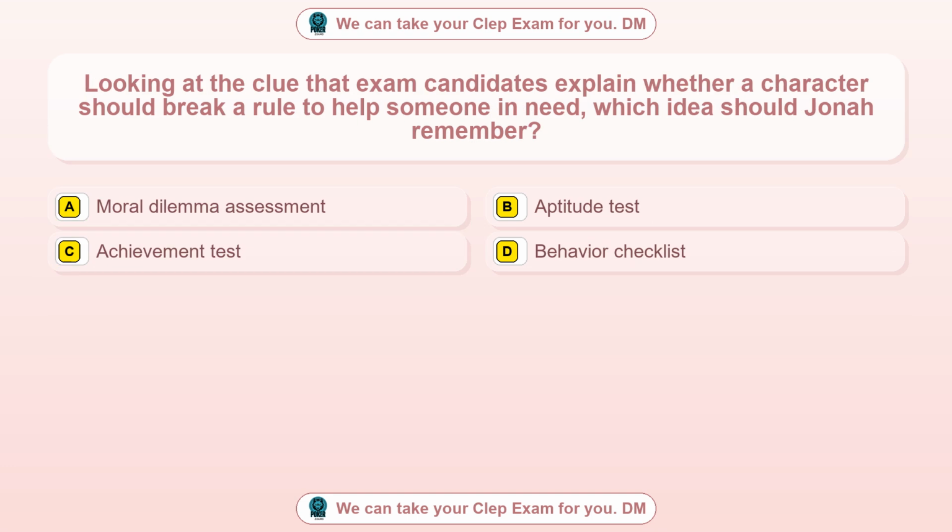Question 87. Looking at the clue that exam candidates explain whether a character should break a rule to help someone in need, which idea should Jonah remember? Option A, moral dilemma assessment. Option B, aptitude test. Option C, achievement test. Option D, behavior checklist. The correct answer is option A, moral dilemma assessment.